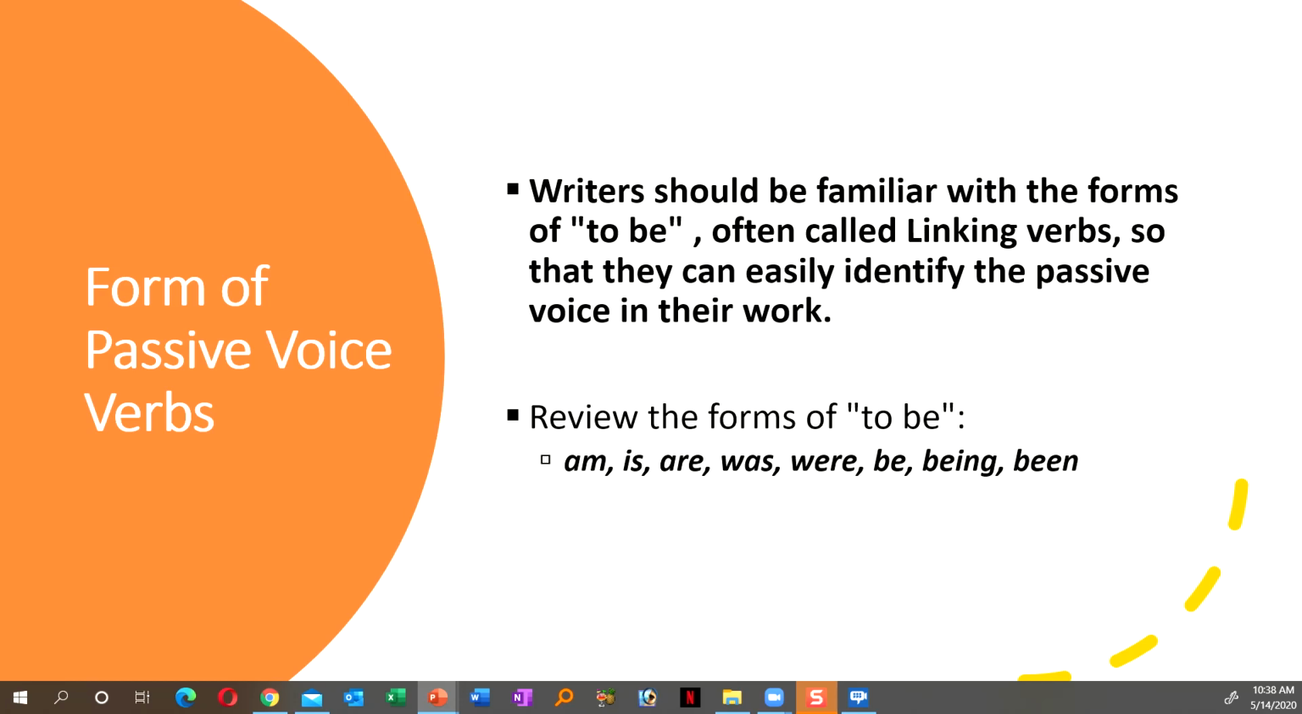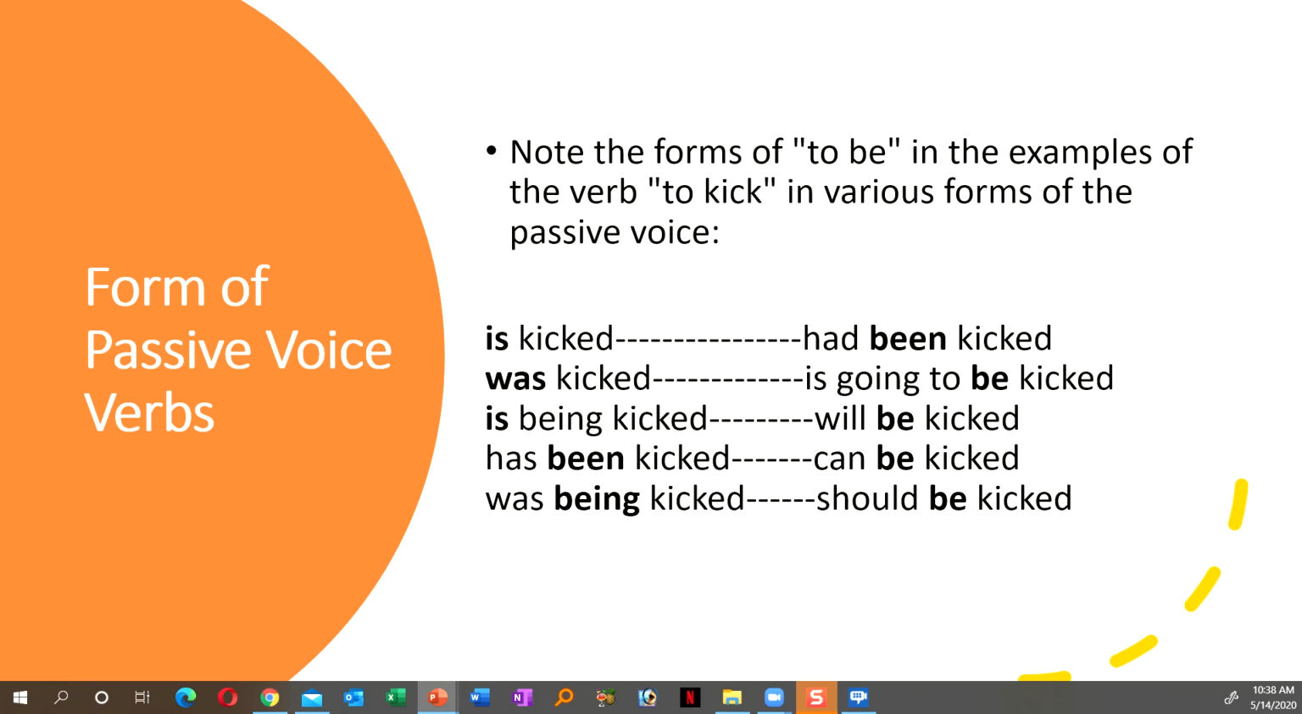So here are some more examples, right? The forms of to be in the examples, the verb to kick in various forms of the passive verb, right? Is kicked, had been kicked. Was kicked, is going to be kicked. These are all passive. Is being kicked, will be kicked. Has been kicked, can be kicked. Was being kicked, should be kicked, right? So these are all forms of passive verbs.